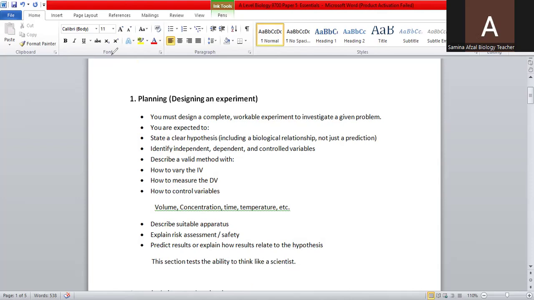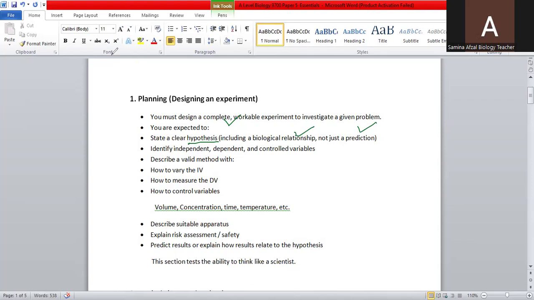When you solve that planning, you are expected, first of all, to state a clear hypothesis. What is a hypothesis? An untested statement. So before designing an experiment, you have to write a clear hypothesis. The hypothesis should include a biological relationship, not just a prediction, about what you are going to plan.